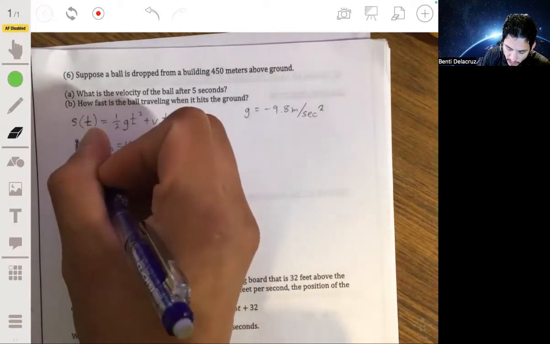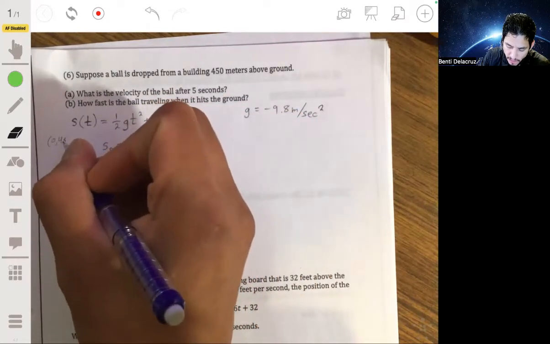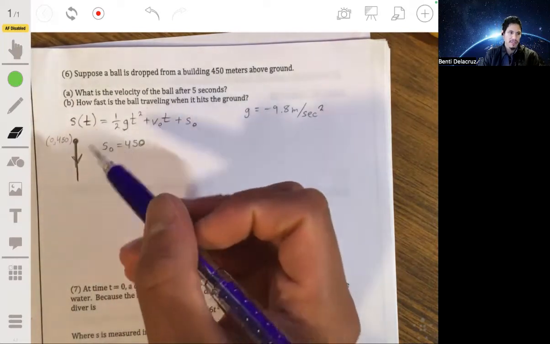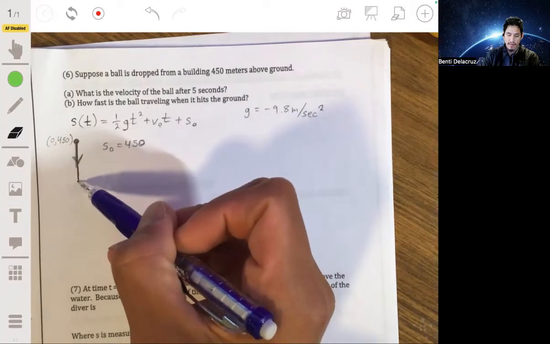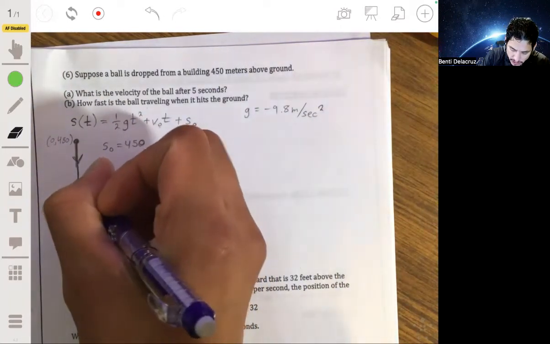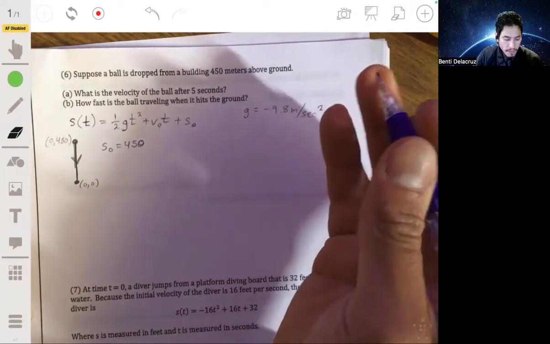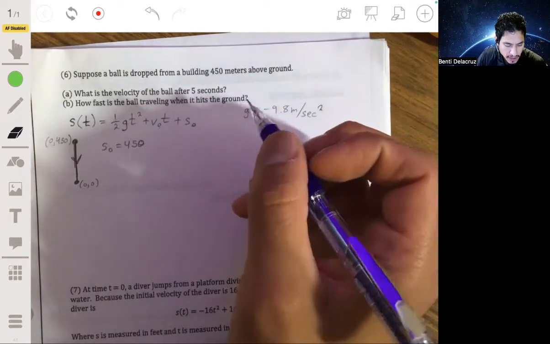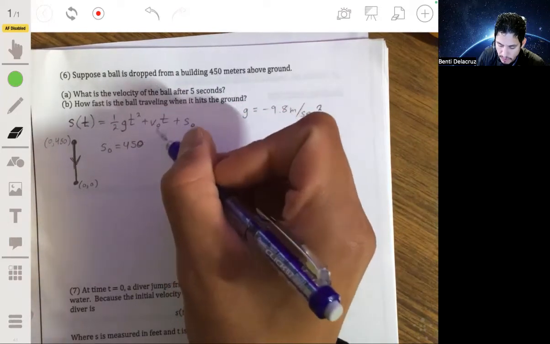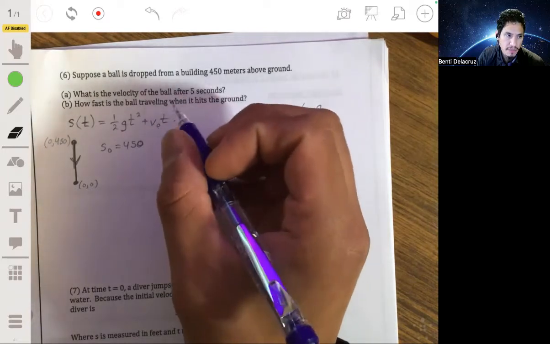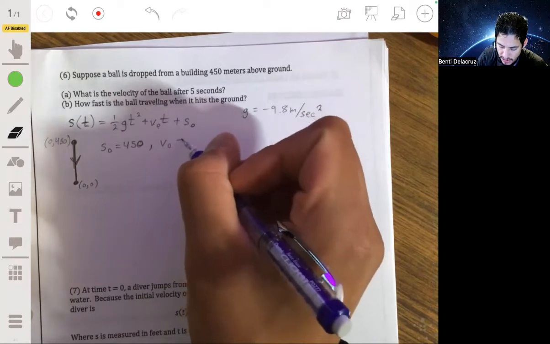So, if we had a coordinate system, we would say that this is at 0, 450. You don't usually have to draw stuff, but just so you have a mental visualization, it's 450 meters above the ground. So below this would be like the origin. Now it's not given that you have any initial velocity, that the ball is moving when you start measuring its position. So we say V naught, initial velocity, is 0.